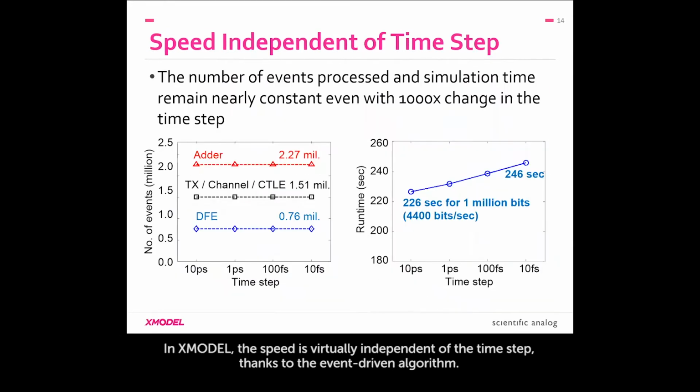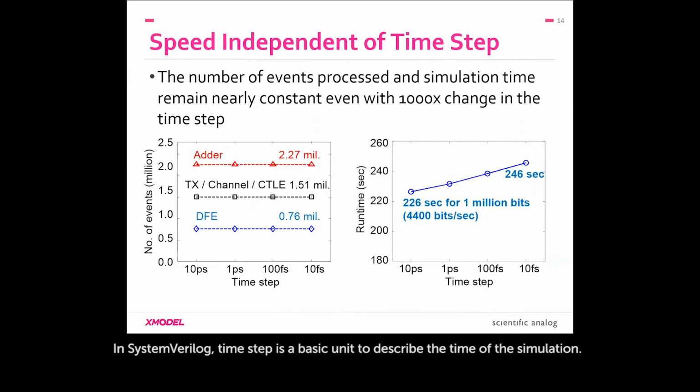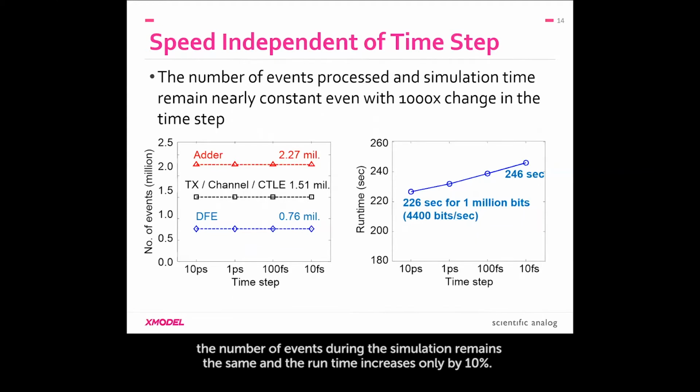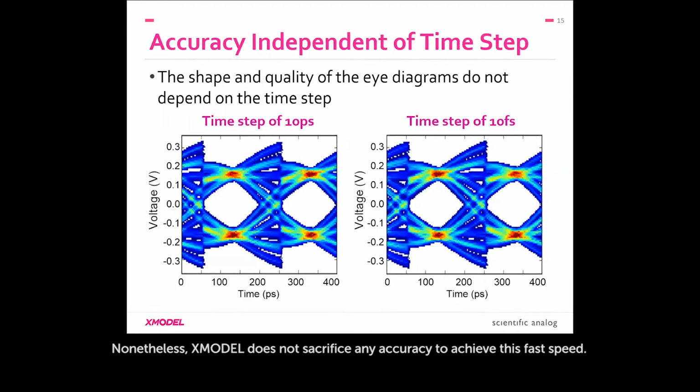In XModel, the speed is virtually independent of the time step thanks to the event-driven algorithm. In SystemVerilog, time step is the basic unit to describe the time of the simulation. Even when you reduce the time step 1,000 times from 10 picoseconds down to 10 femtoseconds, the number of events during the simulation remains the same and the runtime increases only by 10%. Nonetheless, XModel does not sacrifice any accuracy to achieve this fast speed.